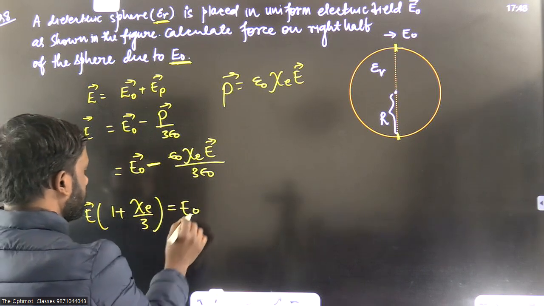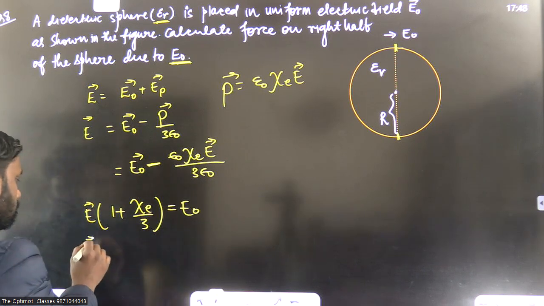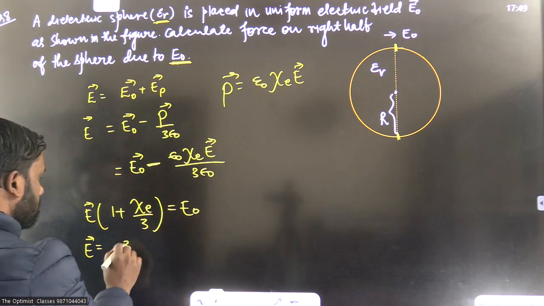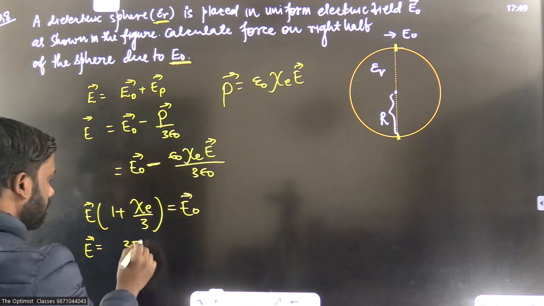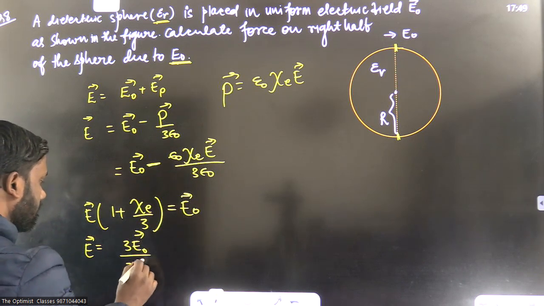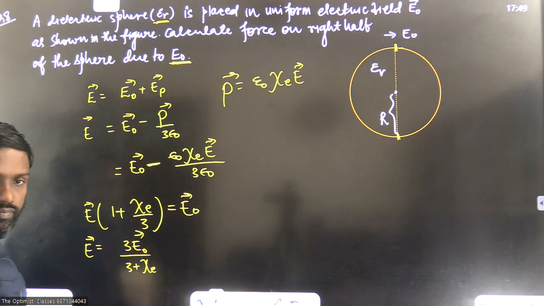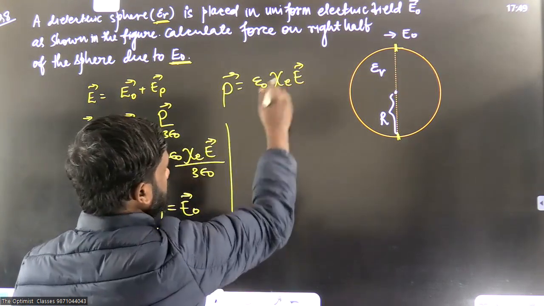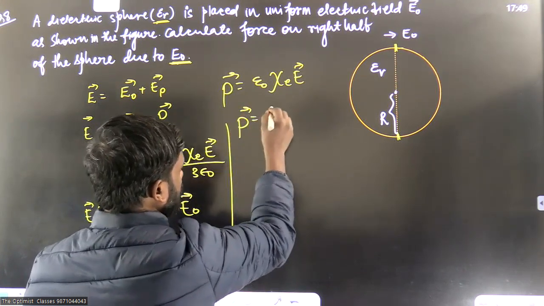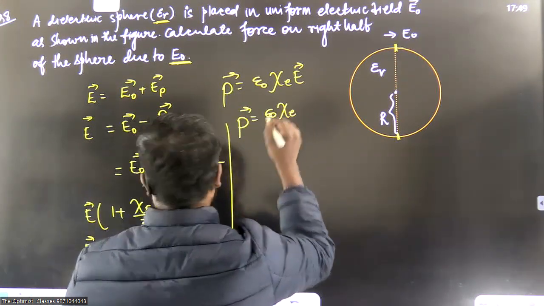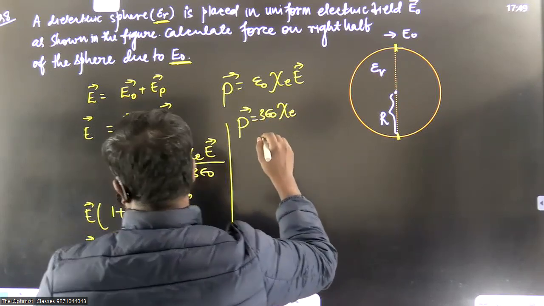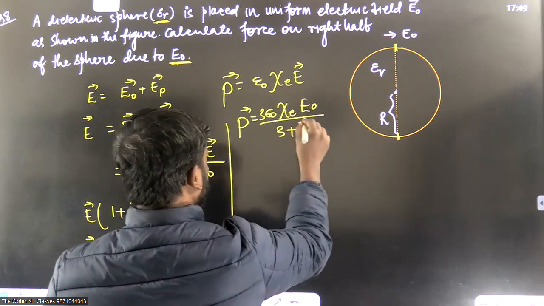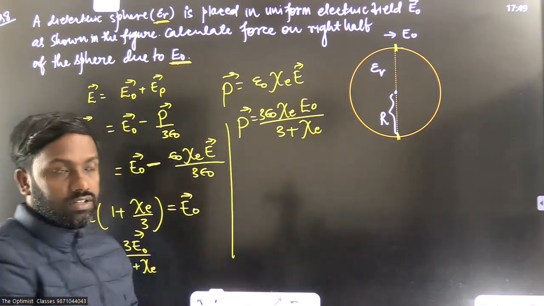That is equal to E naught. So from here we get E to be equal to 3 E naught divided by 3 plus chi E. That is the electric field. So therefore, let's put this electric field into this equation. We'll get polarization vector is equal to epsilon naught chi E. And when you put this here, we get 3 epsilon naught chi E E naught divided by 3 plus chi E, which is the polarization vector developed.